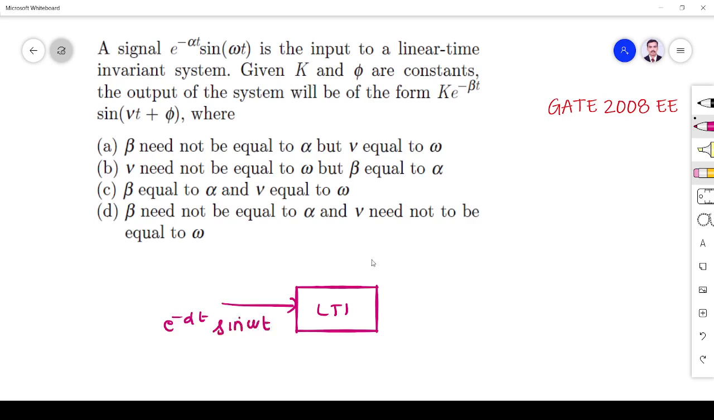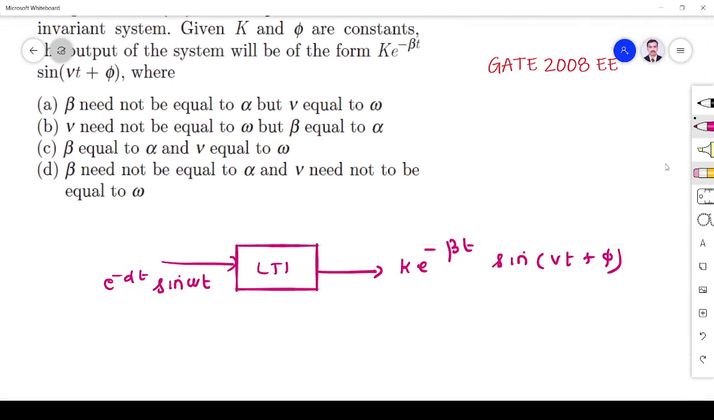Given k and phi are constants, the output of the system is given by k e power minus beta t sin(vt plus phi). What is the relation? What should be the beta value, what should be alpha, and that is all they are asking. They are asking for the relation between alpha, beta and k, v, phi.